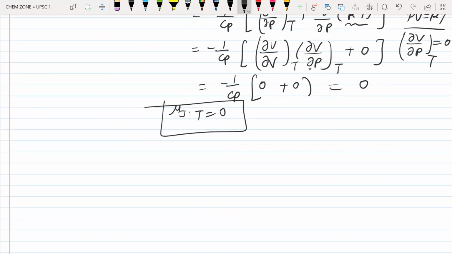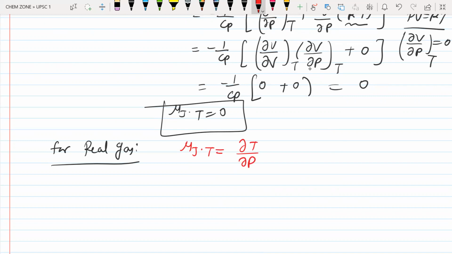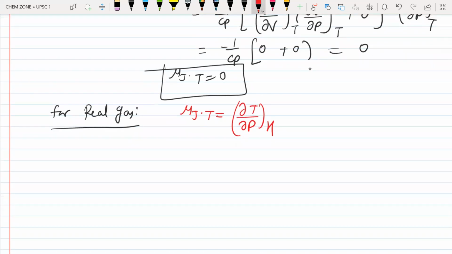Now, if we are talking about a real gas, three important results we can get. We know that mu JT is the rate of change of temperature with respect to pressure during an isenthalpic process. We know that for the Joule-Thomson experiment, pressure is decreasing. We can say that delta P will be negative always. Now discuss a few cases.